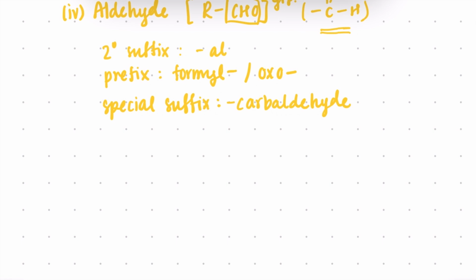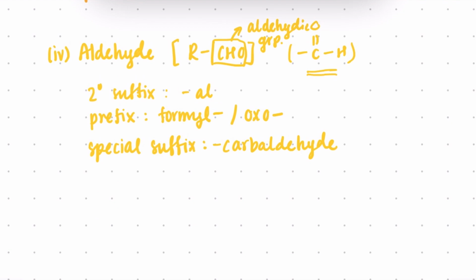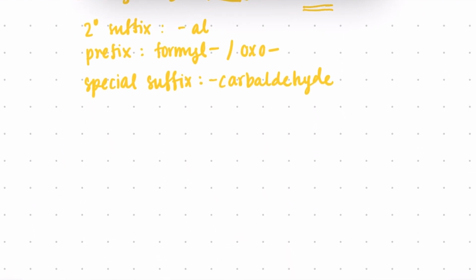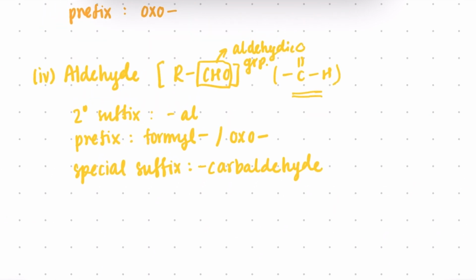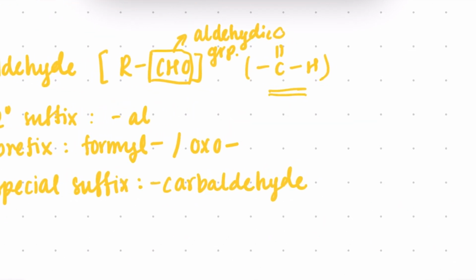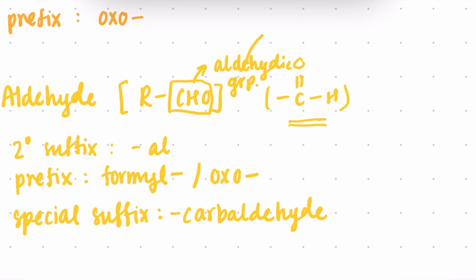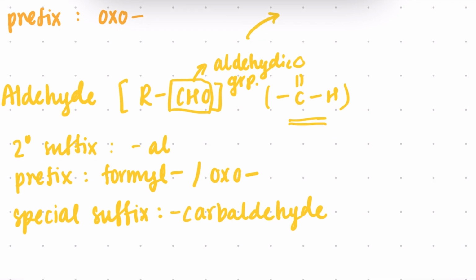But a special suffix is used when there are three CHO groups directly bonded to a parent chain. Then we use the carbaldehyde suffix. If you want any examples, let's talk about the examples. Oh, also I forgot to mention an aldehydic group is a terminal functional group.